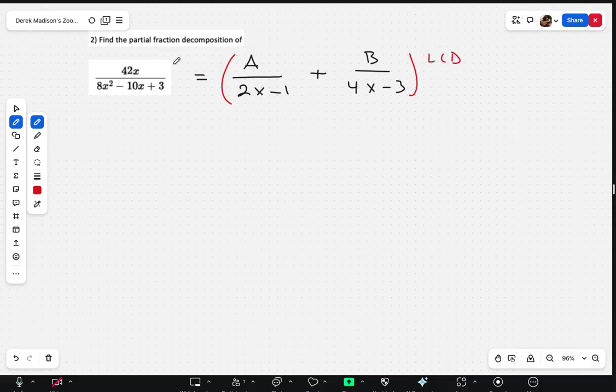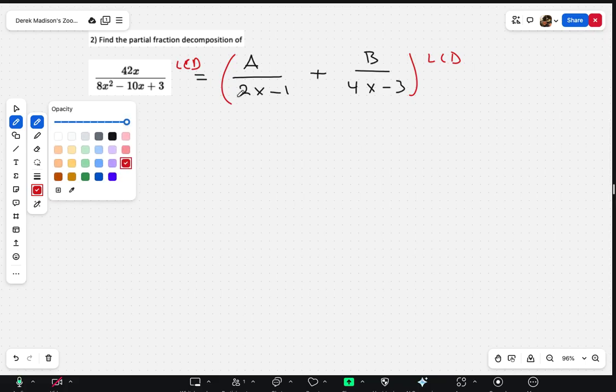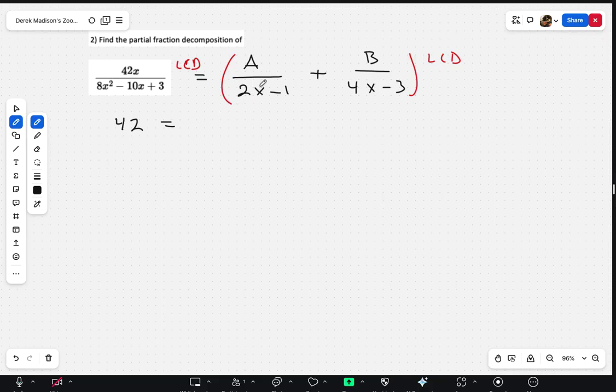Just write LCD this time, which would be 2x minus 1, 4x minus 3. There it all cancels, and we're left with 42. Here the 4x minus 3 would survive because the 2x minus 1s would cancel. So that would be a times 4x minus 3 plus b, and then that would be times the 2x minus 1.